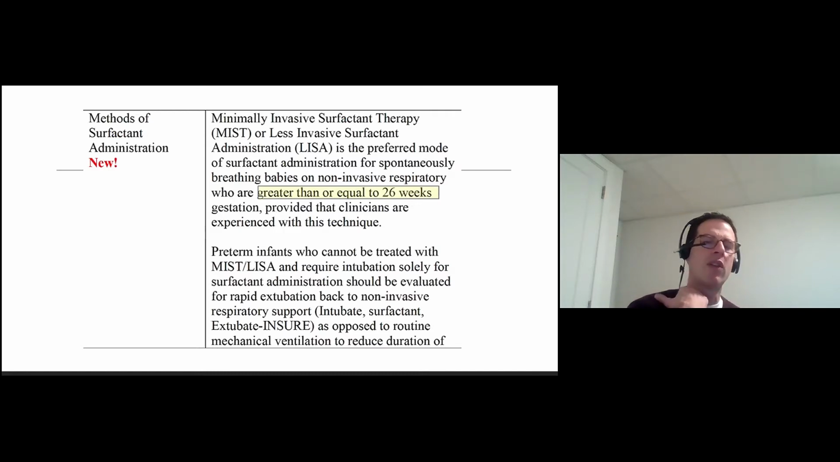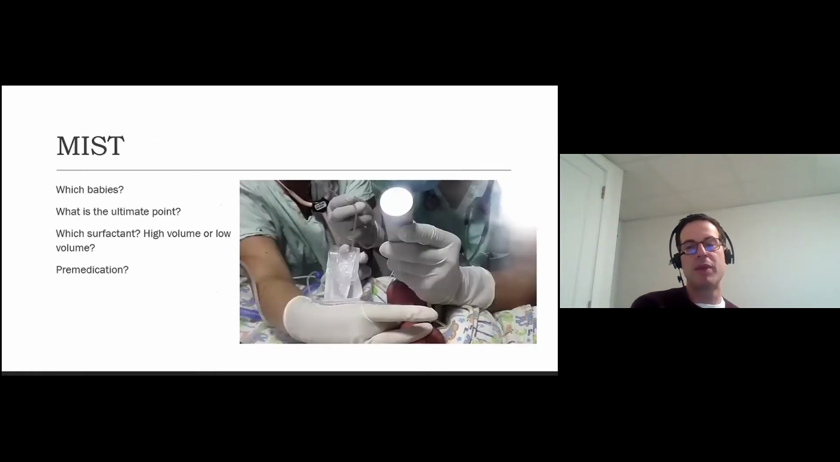The reason for not giving it before 26 weeks is the high likelihood that these kids will need to be intubated regardless. Having said that, I'm sure I could get people who would quote me babies at 24 weeks or 25 weeks who were never intubated. So that is somewhat controversial.